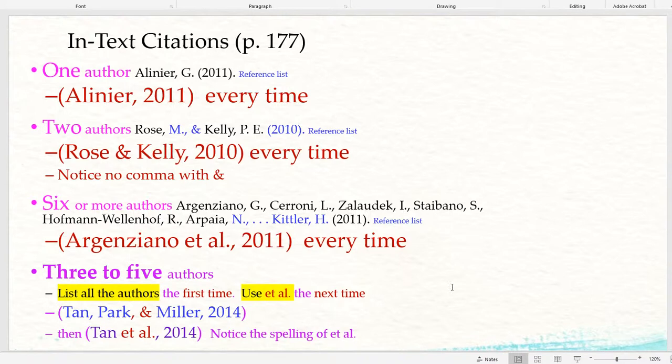Now, the wild card, as I call them, is the 3 to 5 authors. So with 3 to 5 authors, you list all the authors the first time, then the second time you're going to use et al. with the first author's name. So the first time I'm going to list all the authors, there's a comma before the ampersand, and then the next time I'm only going to have the first author's name with et al. And notice how et al. is spelled: et, space, al, period.